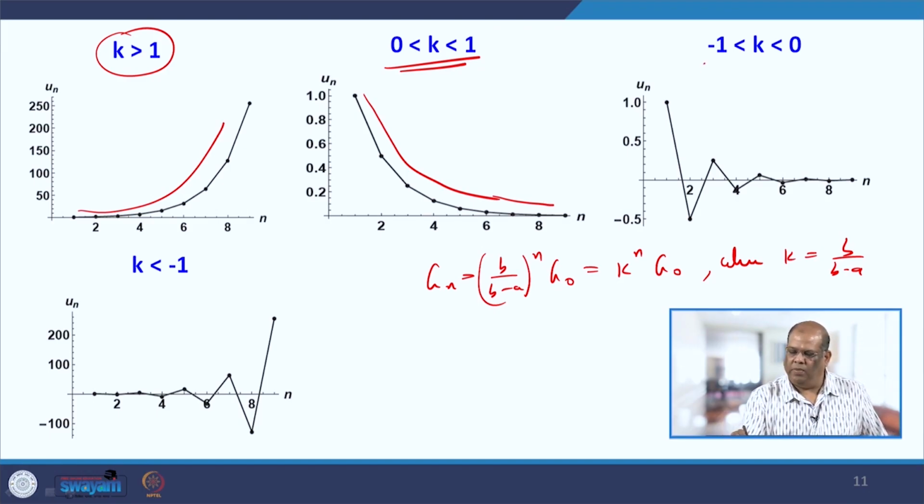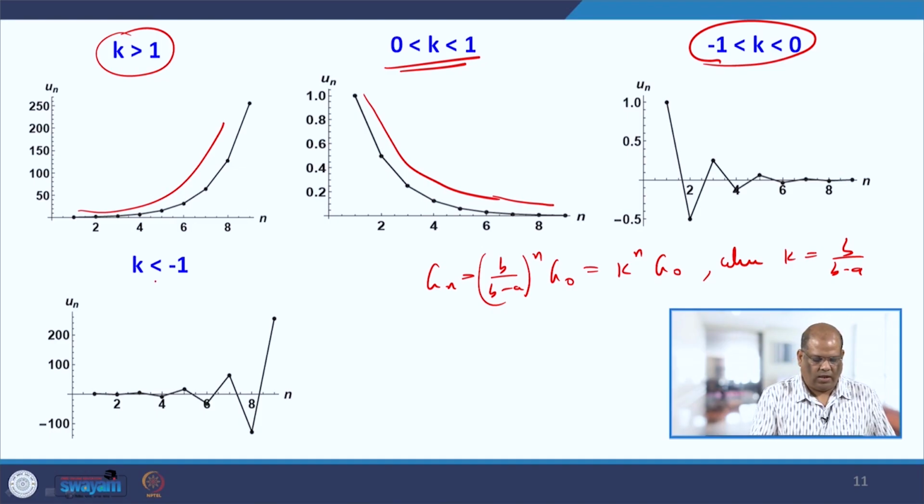When your k lies between -1 and 0, your Gn is oscillating around the baseline 0, and as time passes, this oscillation becomes damped and approaches the value 0. And finally, when your k is less than -1, what you get is an explosive kind of oscillation around the 0 baseline with increasing oscillations.